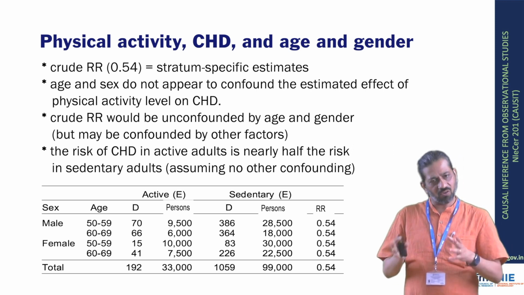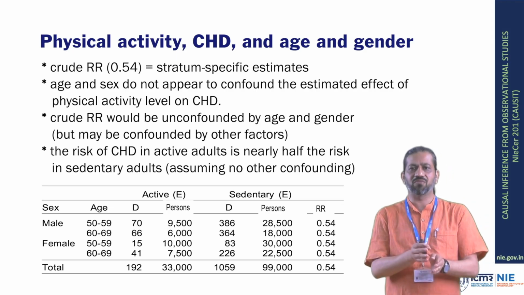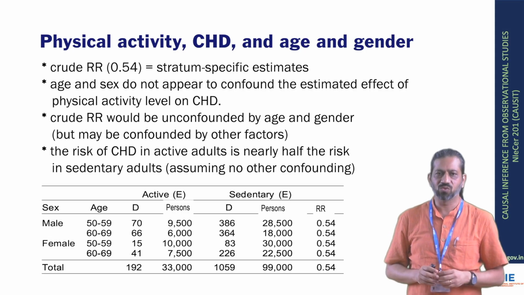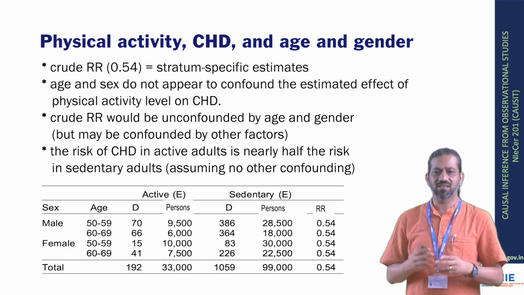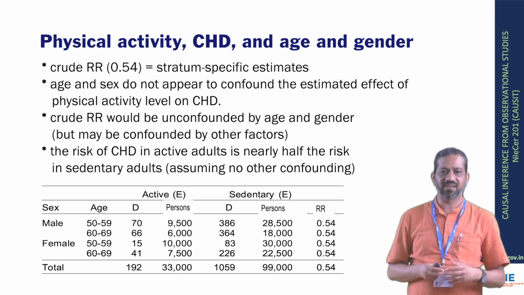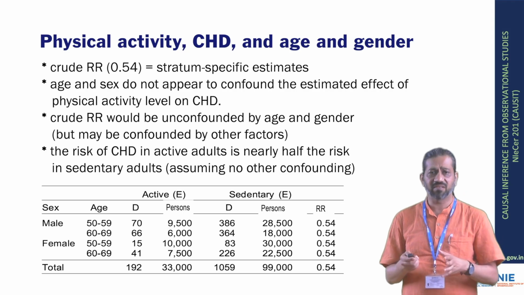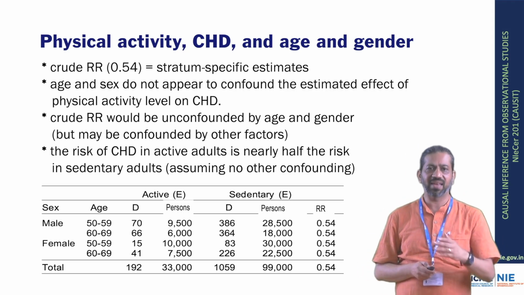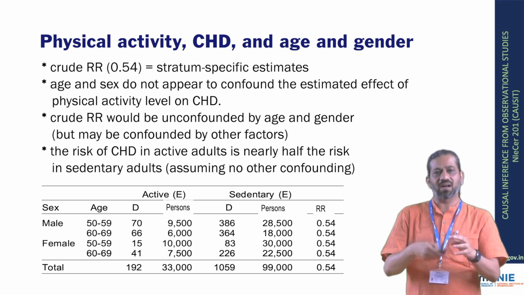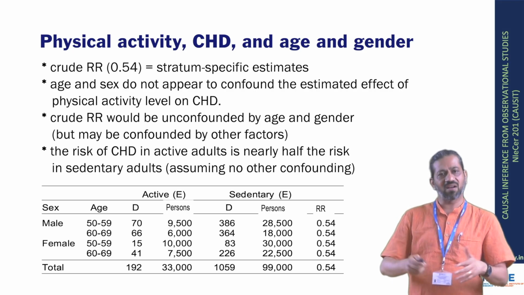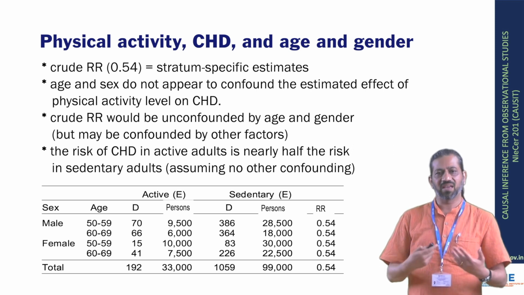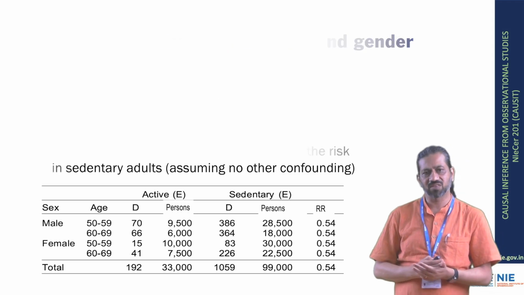And we can then conclude that the risk of CHD in active adults, so people who are exposed to a certain level of physical activity, is nearly half, that is 0.5, compared to the risk in the sedentary adults, assuming that there is no other confounding by any factors other than sex and age. Because if there were other confounders, we would also have to identify them, check them out, and then adjust for them as well.